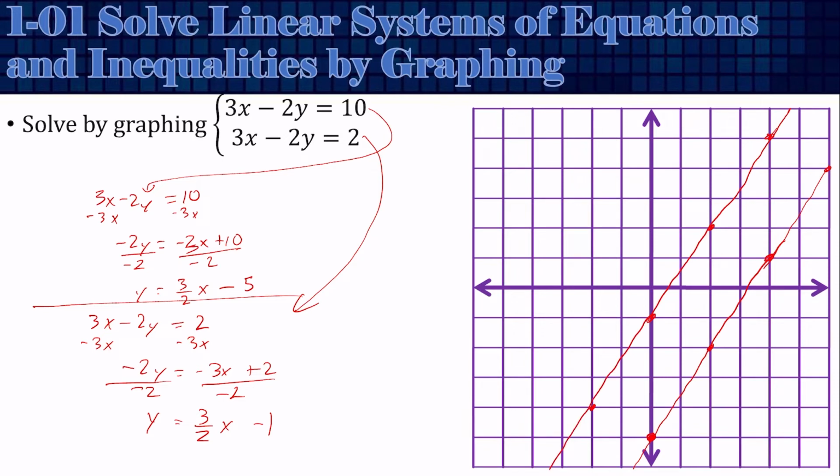And what do you notice? Well, they don't appear to intersect. Notice the slopes are the same. If the slopes are the same, that means they are parallel. If they're parallel, they don't intersect, and there is no solution.